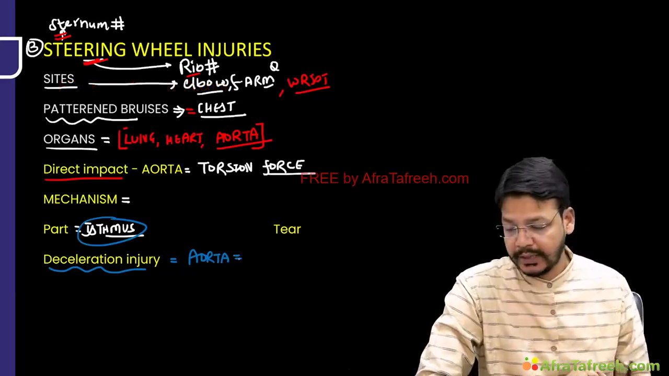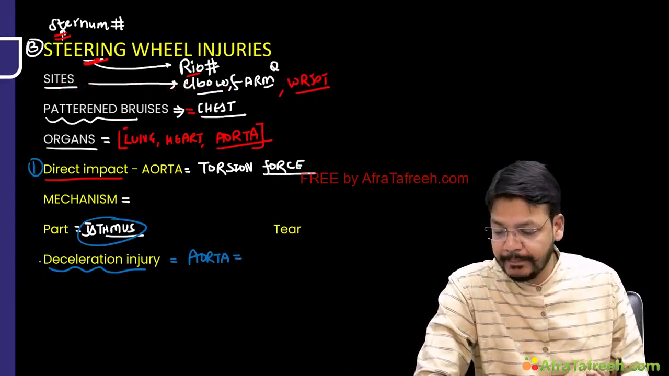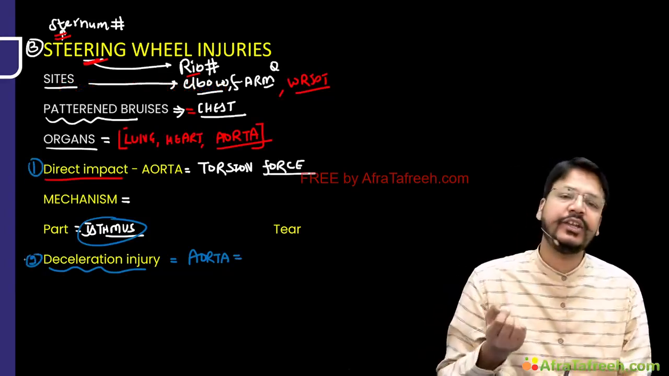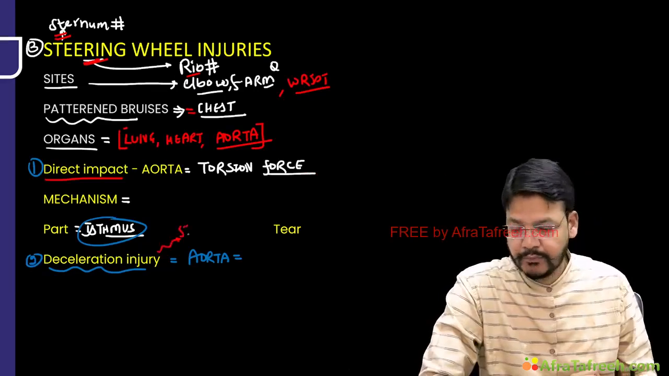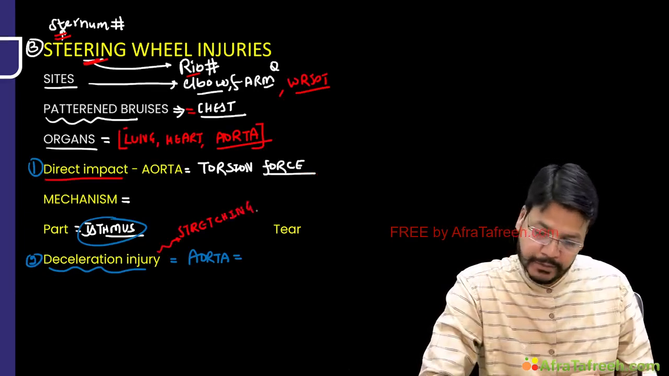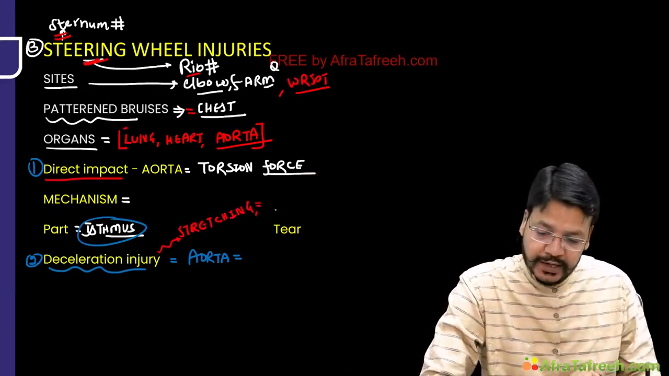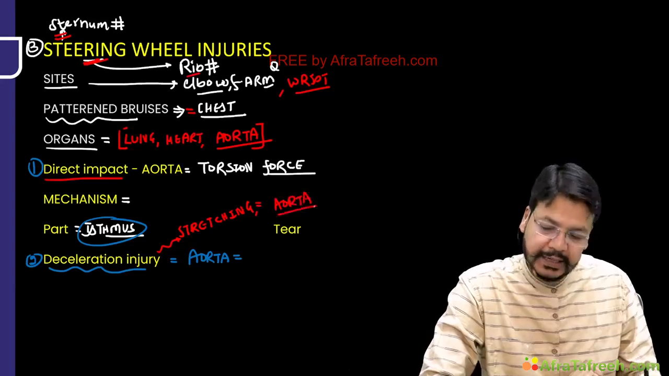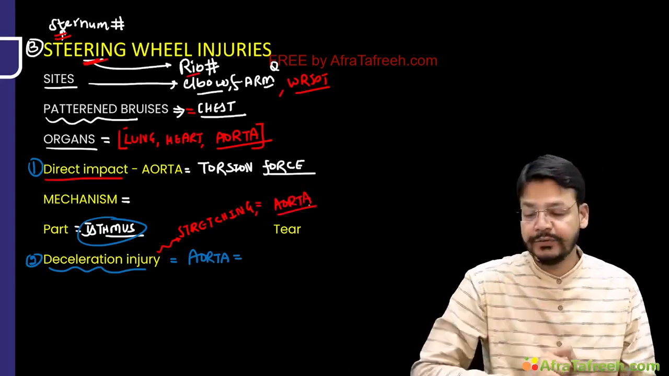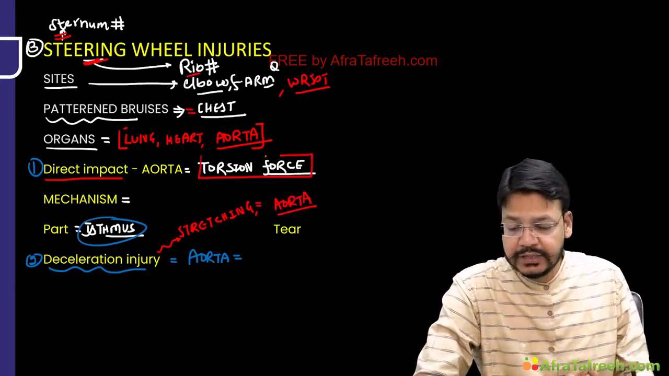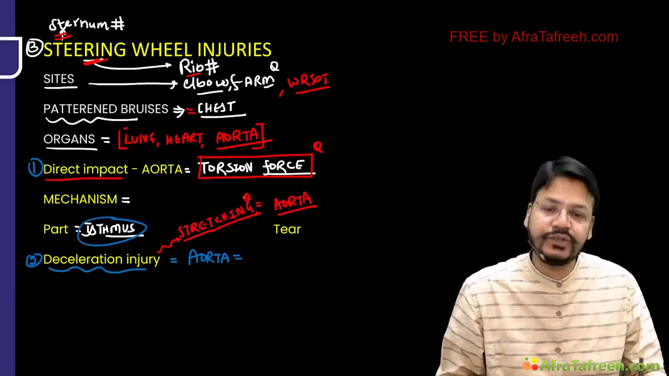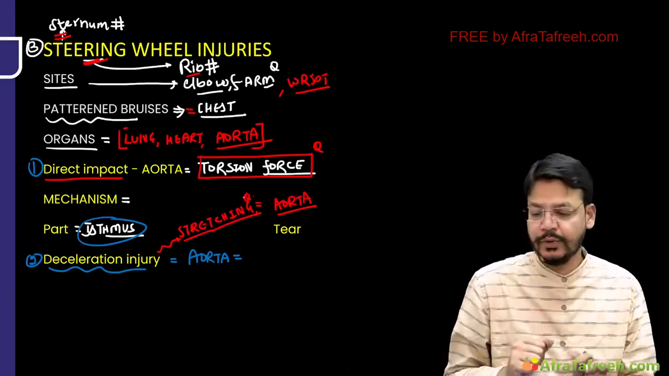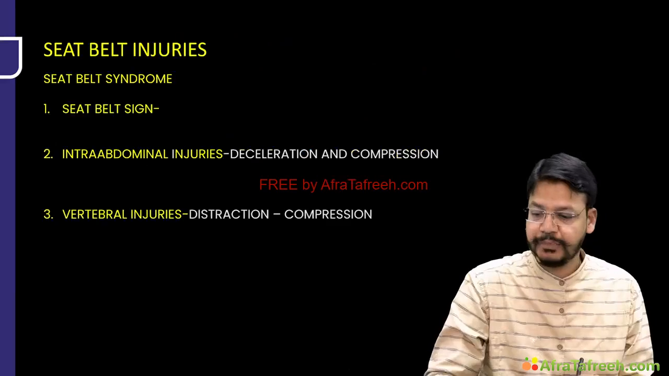Deceleration injury to the aorta, because first I told you the direct impact on the aorta. The second is deceleration injury to the aorta. This causes stretching or straining of the aorta. Here, the main force in direct impact is torsion force, and in deceleration injury, it is stretching or straining of the vessels. That is aorta. So there are two types of mechanism we have.